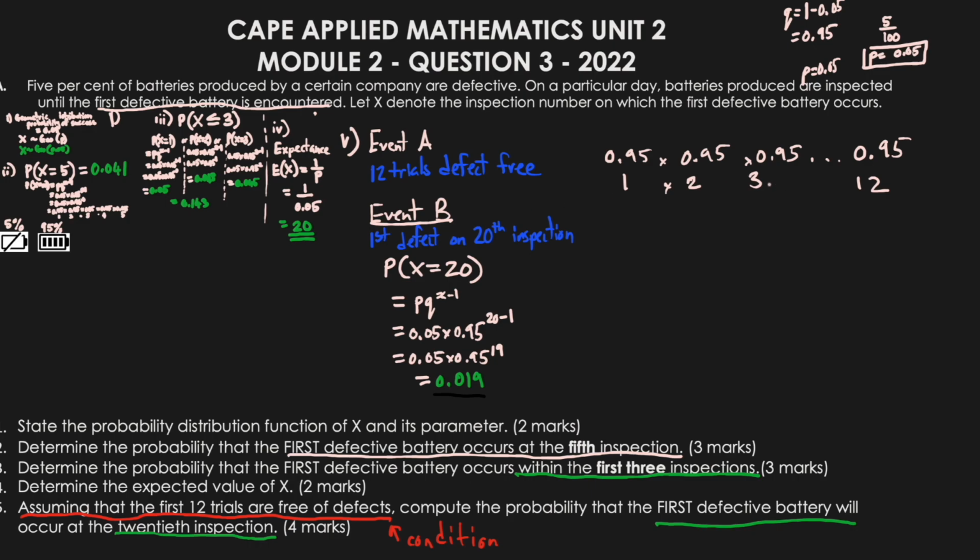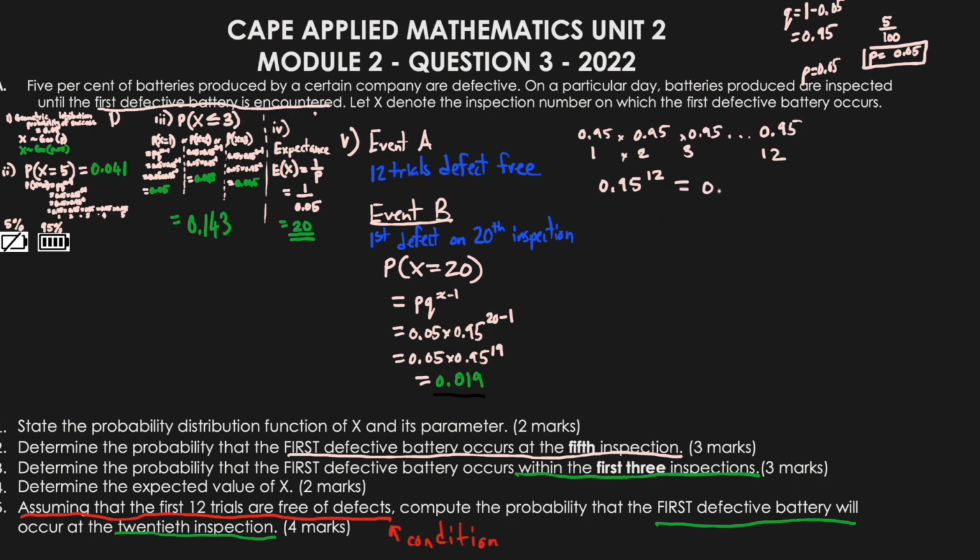Therefore, what we're saying is that we're only going to potentially find defects on the 13th one, the 14th one, 15th one, 16th one, 17th one, 18th one, 19th one, 20th one, and so forth. So that means we would say 0.95 to the power of 12, because after 12 attempts, we still would not find any defect. So that's why we're saying 0.95 to the power of 12. This would give us 0.54.